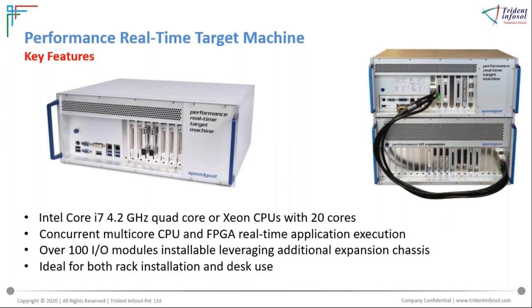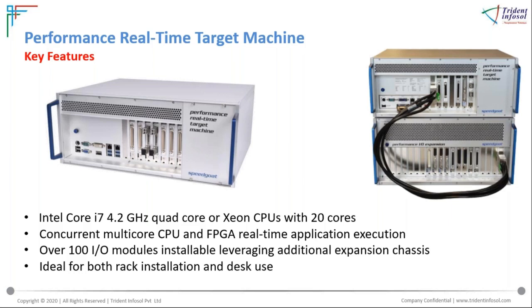If you wish to run your model or part of the model on FPGAs, then we can have both CPU as well as FPGAs. So here by default there will be an option available to include 7 IO cards. Whereas if you require more IO cards for your application, then we can have an expansion chassis, which is shown on the right side of the slide.